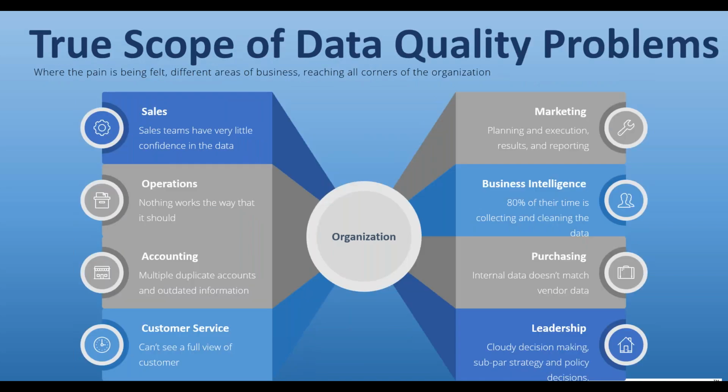So kind of wrapping up here, the impacts of bad data quality literally reach across the entire organization. So yes, it's affecting people in a variety of different ways, like we just saw on the last slide there, all across the organization. But let's remember, it's also affecting business outcomes all across the organization: sales, operations, accounting, customer service, marketing, business intelligence, purchasing, leadership, among other areas of business.